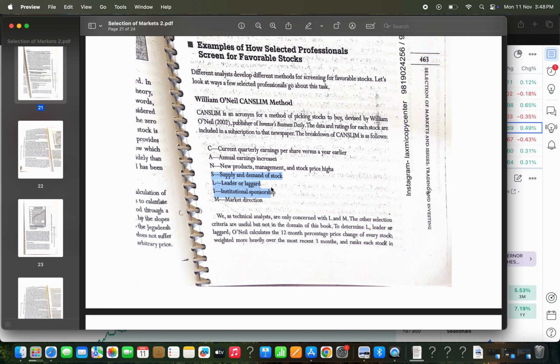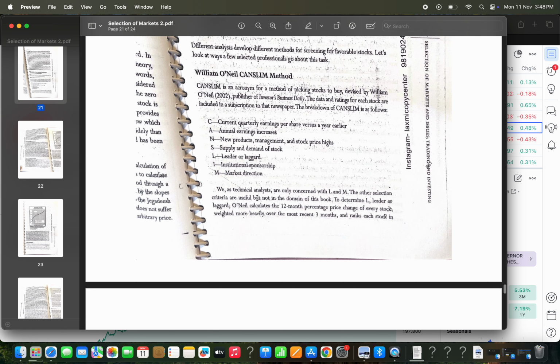Here, how to find the leader stock, that was the most important one, because you are going to calculate the percentage price change of every stock for the 12-month period, and you are going to see which is weighed more heavily in the last 3 months, and then you are going to rank the percentile. Then that was the William O'Neill method, and now we come to the James P. O'Shaughnessy method.